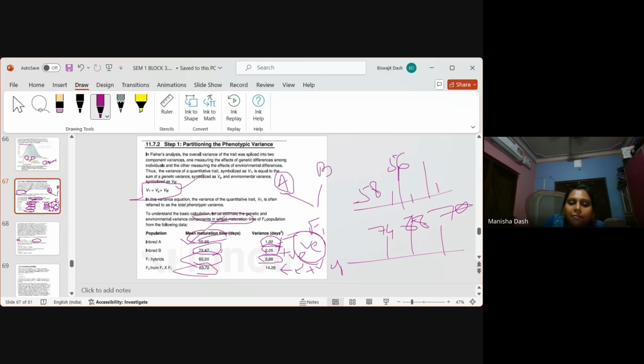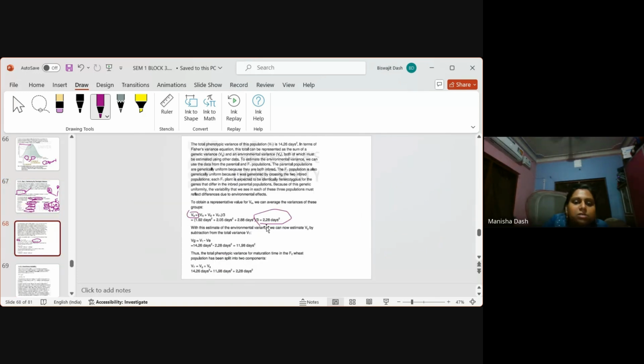Now, the average environmental variance we can calculate is simply the addition of these three divided by 3. So, what is that value coming out to be? That value is coming out to be 2.828 days. Okay. Now, how can we calculate the genetic variance?